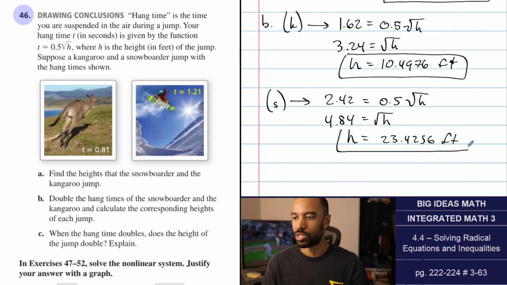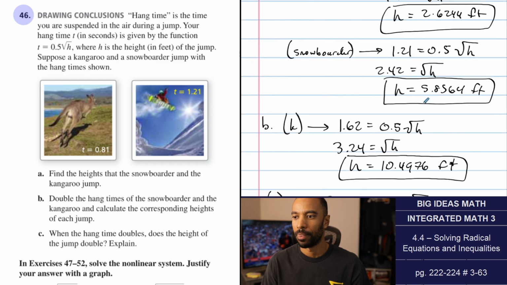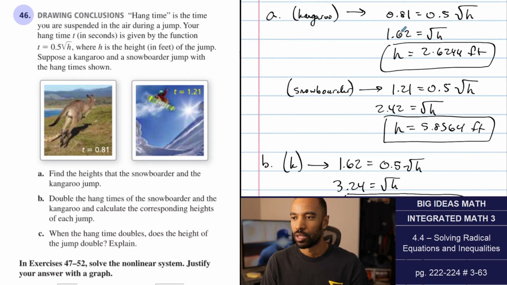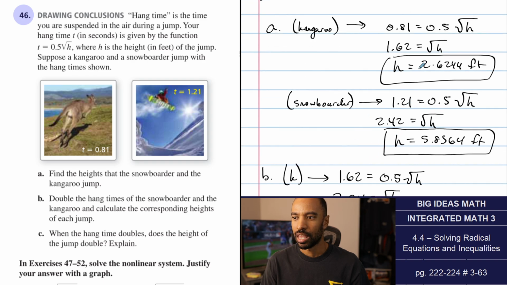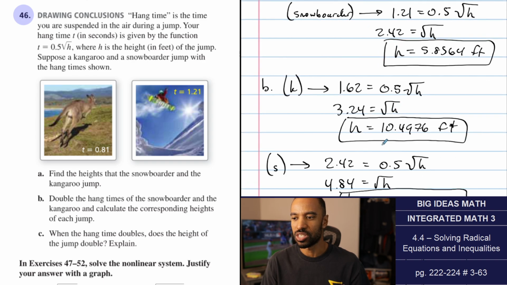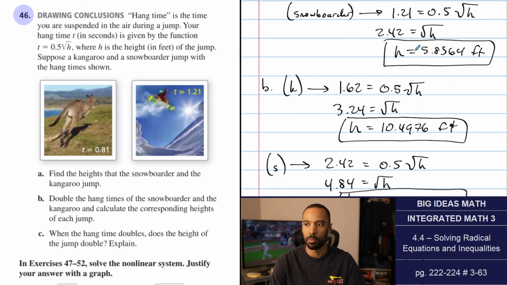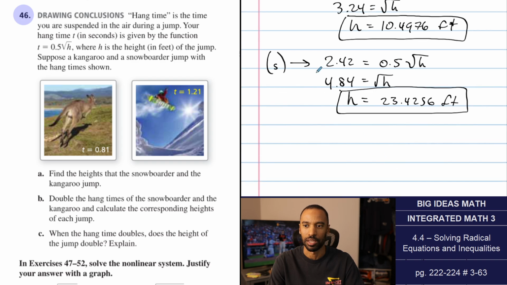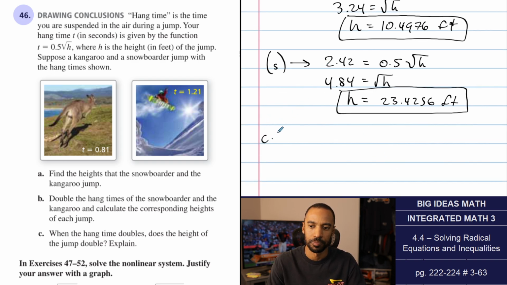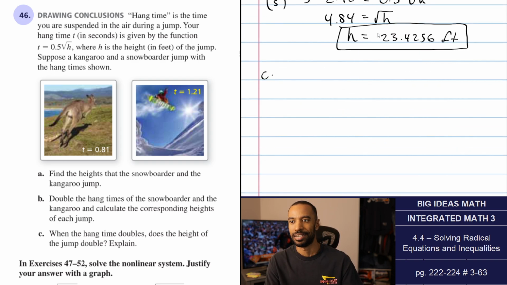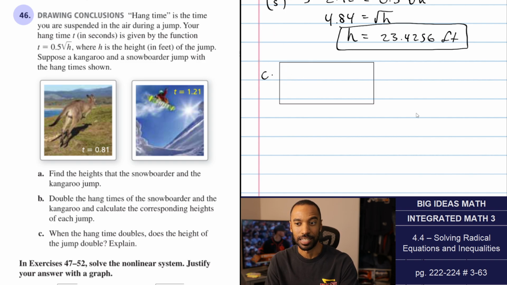All right, their question is going to be regarding just comparing these things. When the hang time doubles, does the height of the jump double? Explain. Hang time doubled, right? We went from 0.81 seconds to 1.62 seconds. Then we went from 2.6244 feet to 10.4976 feet. No, that's not doubled. And this one's not doubled either, from 5 something to 23 something. So did they double? No. They did not double. In fact, they did do something though, and we've talked about this kind of stuff.